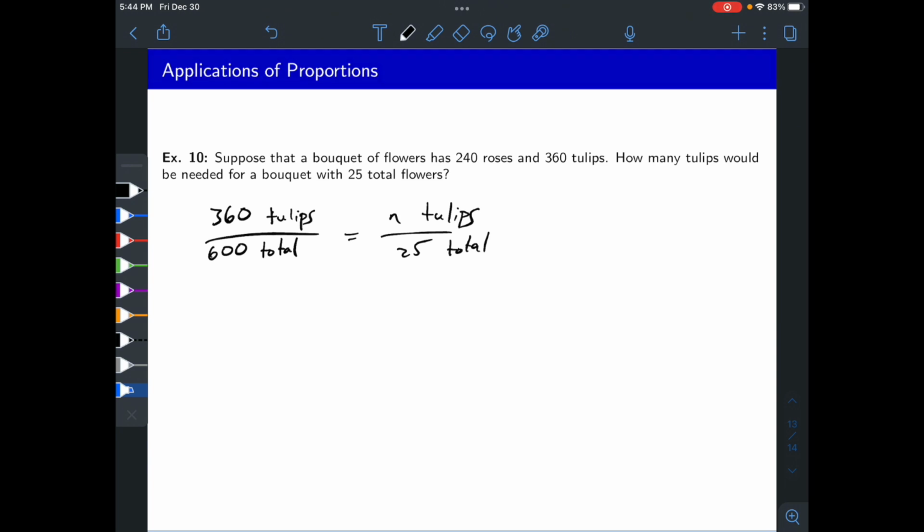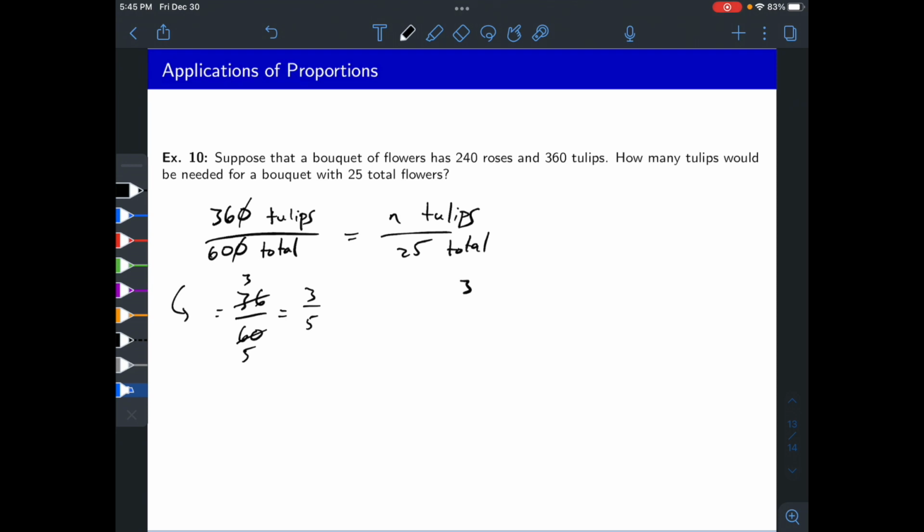We need to solve for n here. So this is our proportion. We need to solve for n. I'm going to start by taking the left-hand side and simplifying it. So I can cancel out a 10 from both of these. So I get 36 over 60 is equal to... All right, now I can divide by 12 for both of them. 36 divided by 12, I get 3. 60 divided by 12, I get 5. So I get 3 to 5.